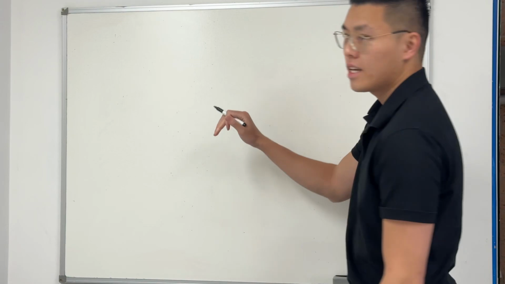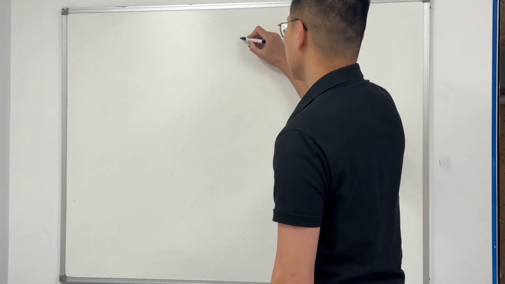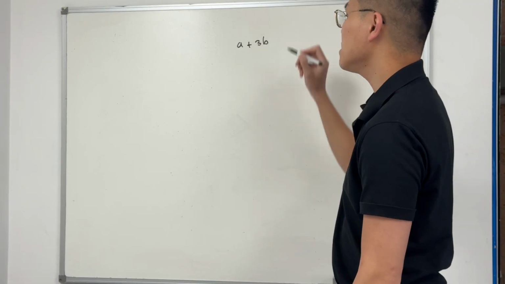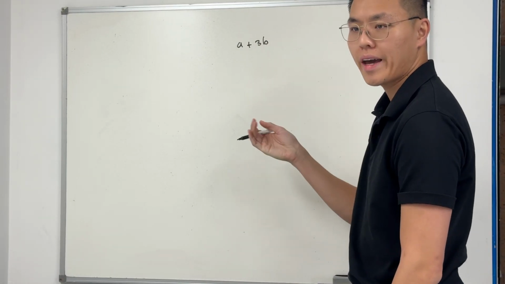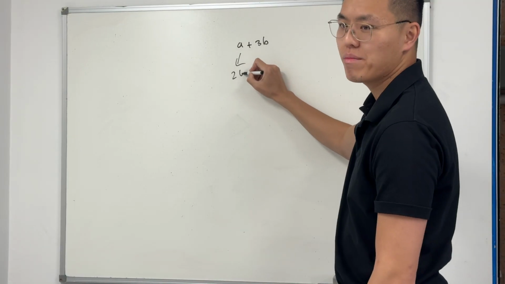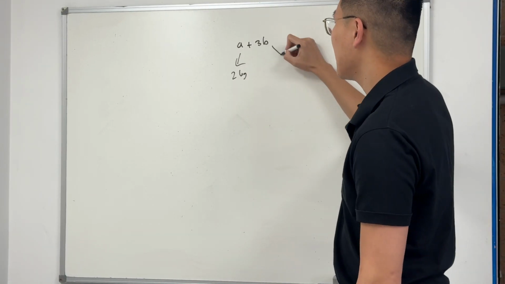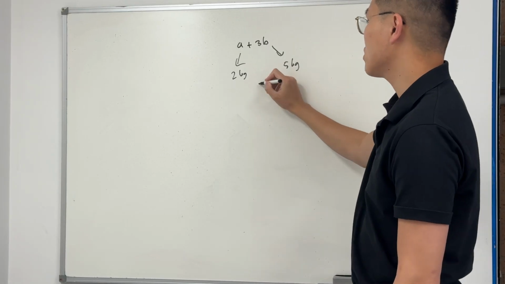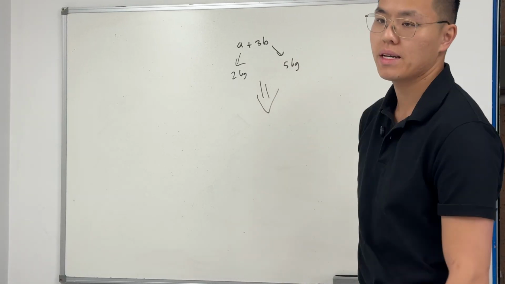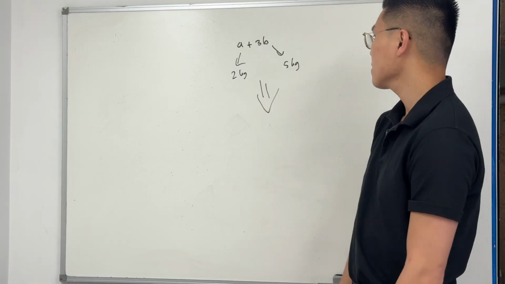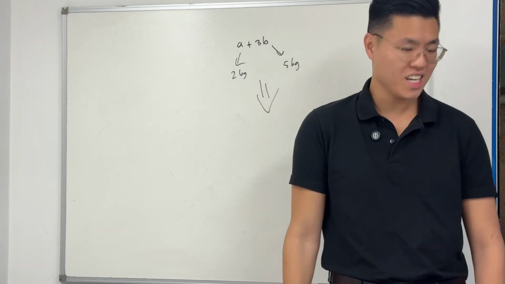So, if I had in a basket an apple plus 3 bananas, okay? And I told you an apple was 2 kilograms, it's a big apple. And I told you each banana is 5 kilograms, what will be the total weight of the basket?